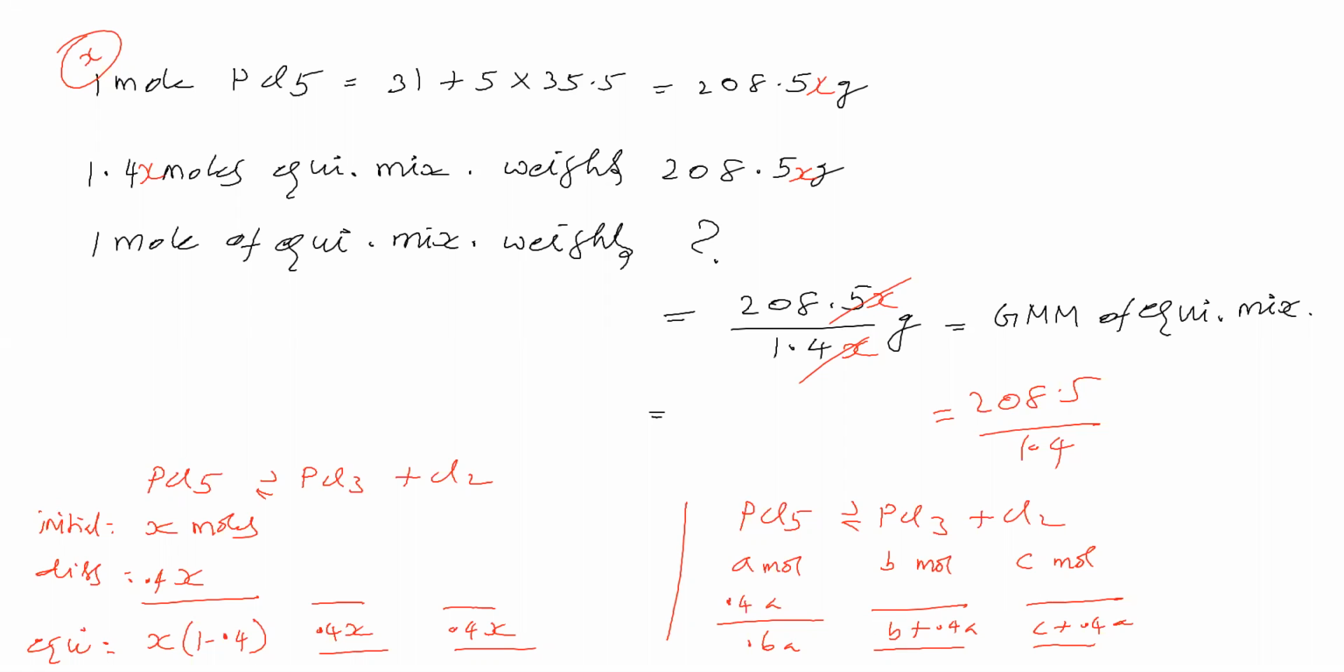If B and C are also there, then we can say that the gram molecular mass of PCl5, PCl3 and Cl2, each multiplied by its moles, that value we will substitute and see.